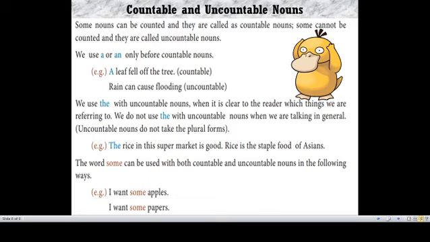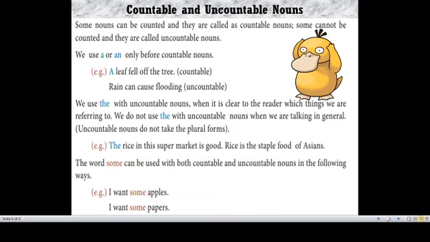So we use 'a' or 'an' only before countable nouns. A, anஐயும் countable nouns முன்னாடி மட்டும் தான் யூஸ் பண்ண முடியும். A leaf fell off the tree. Here we can count the leaf, so we can use 'a' before the countable noun. Okay, leaf is a countable noun here. Rain can cause flooding. Here rain is an uncountable noun. அதை நம்ம calculate பண்ண முடியாது. So before that we should not use 'a' or 'an'. Uncountable nouns முன்னாடி நம்ம a அல்லது an யூஸ் பண்ண முடியாது. Countable nouns முன்னாடி தான் a and an யூஸ் பண்ணணும்.